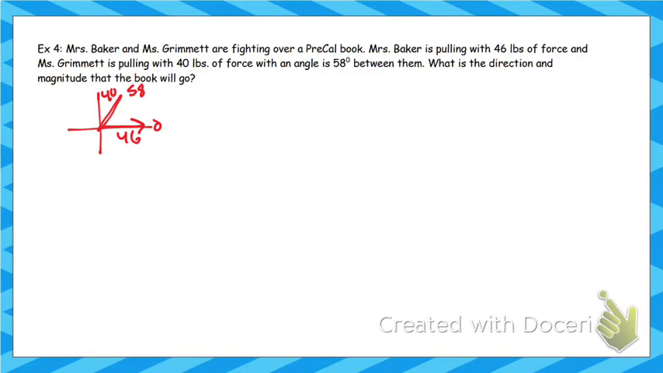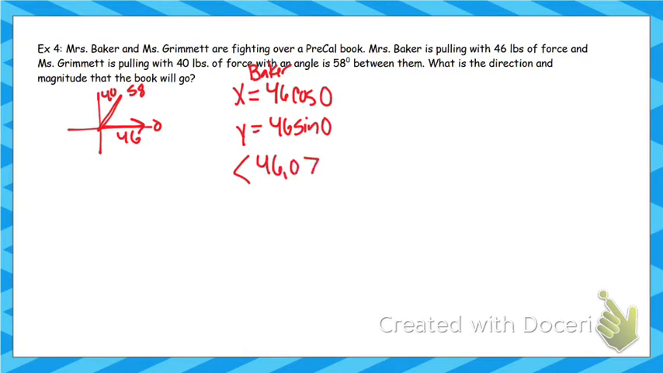So we'll find the first one, x equals 46 cosine 0. y equals 46 sine 0. Again, you don't have to use a calculator here. Those are some unit circle values. Remember, cosine of 0 is 1. So your vector for Mrs. Baker, let me go ahead and label me, would be 46, 0. Let's go ahead and find Miss Grimmett.